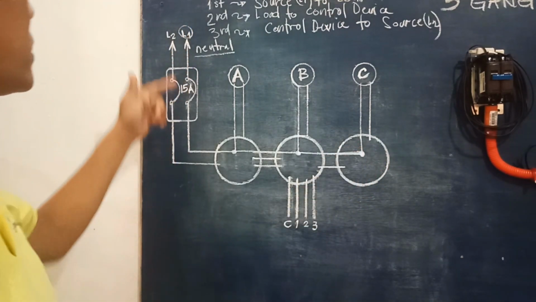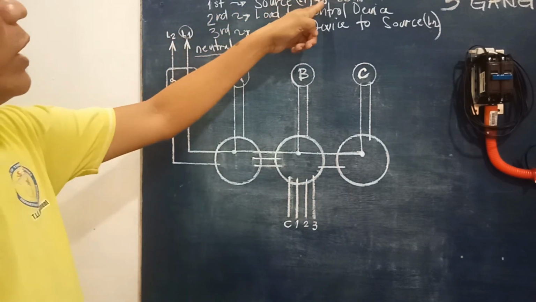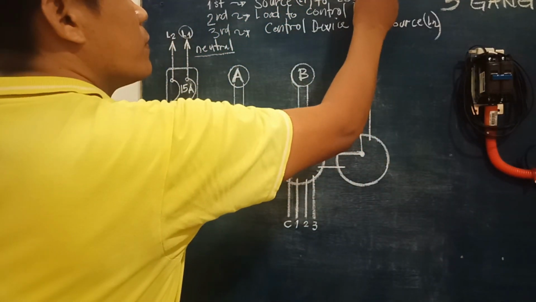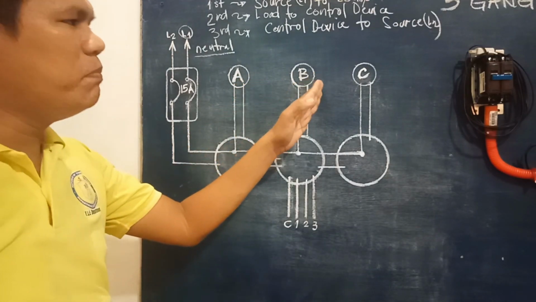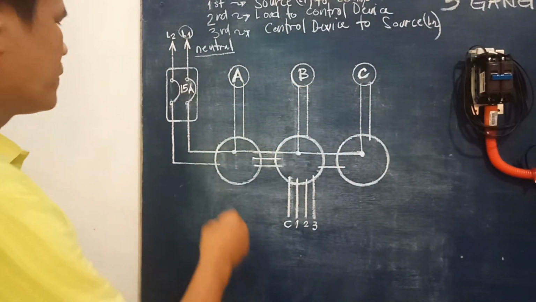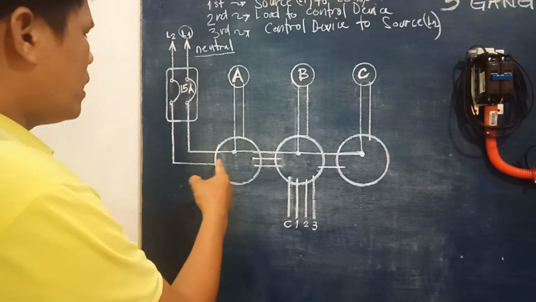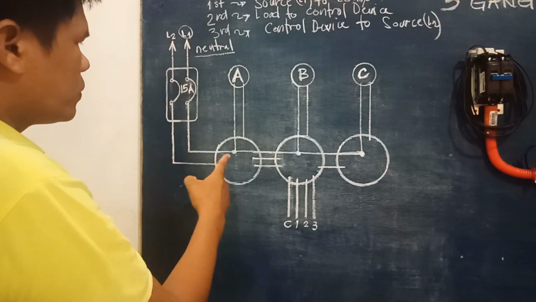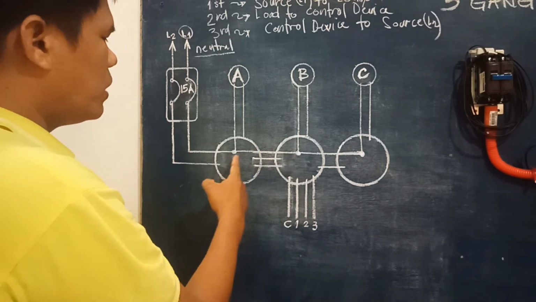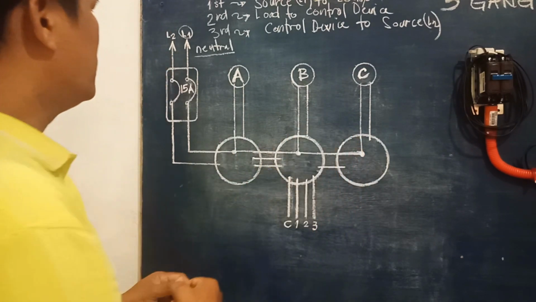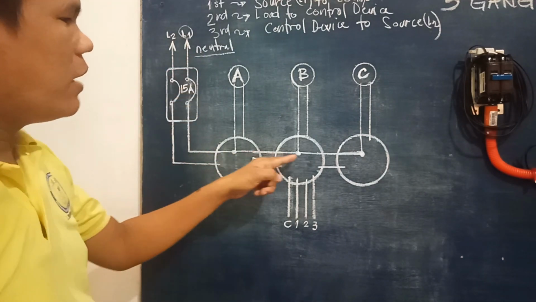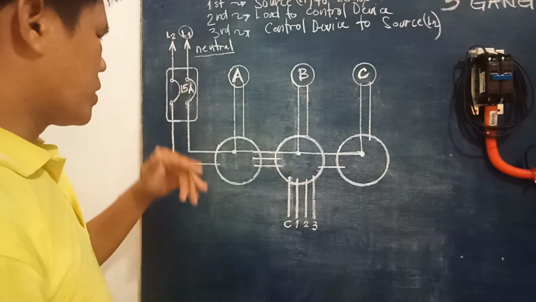Alright? So first cycle, line 1 to the load of the circuit, meaning these are loads of the circuit. We have the bulb A, bulb B, and the bulb C. Alright? So we have it here now. From line 1 to the load of the circuit, bulb A, bulb B, and the bulb C. These are the neutral lines of the circuit.